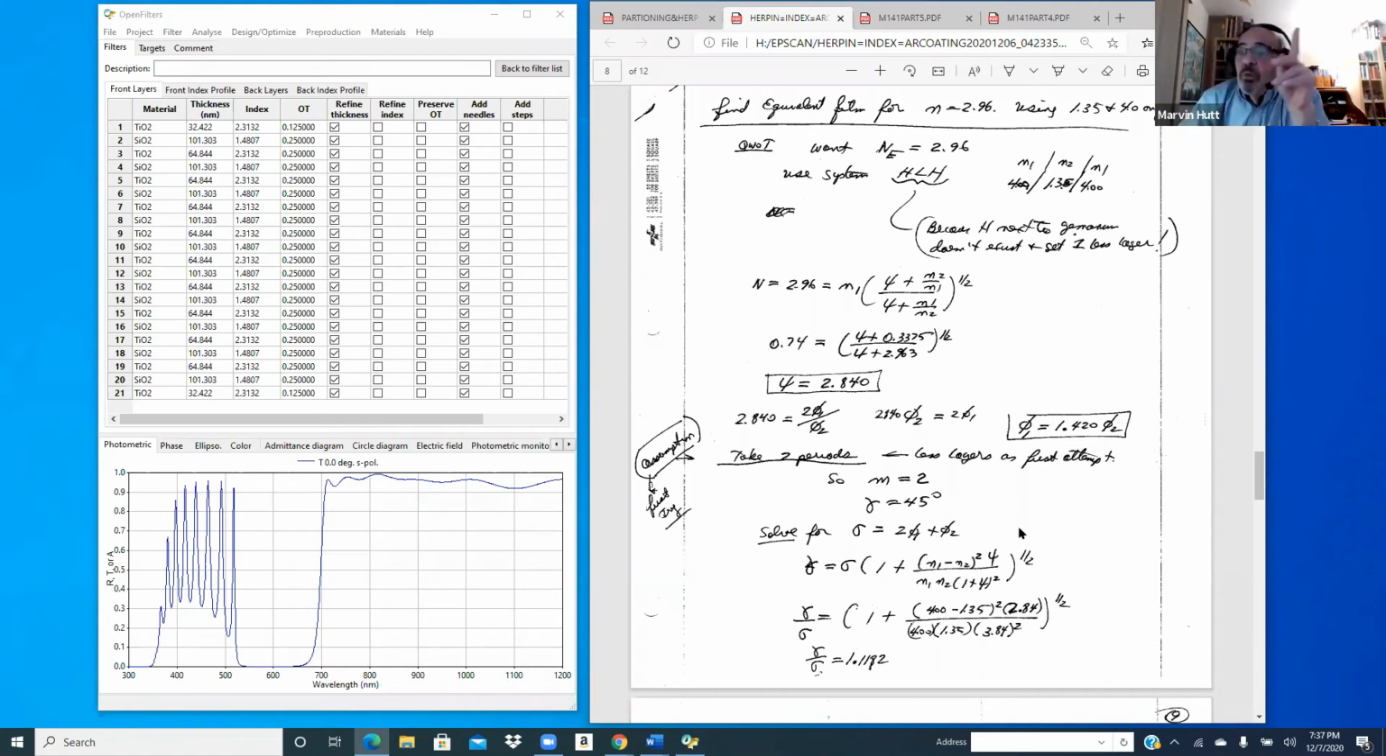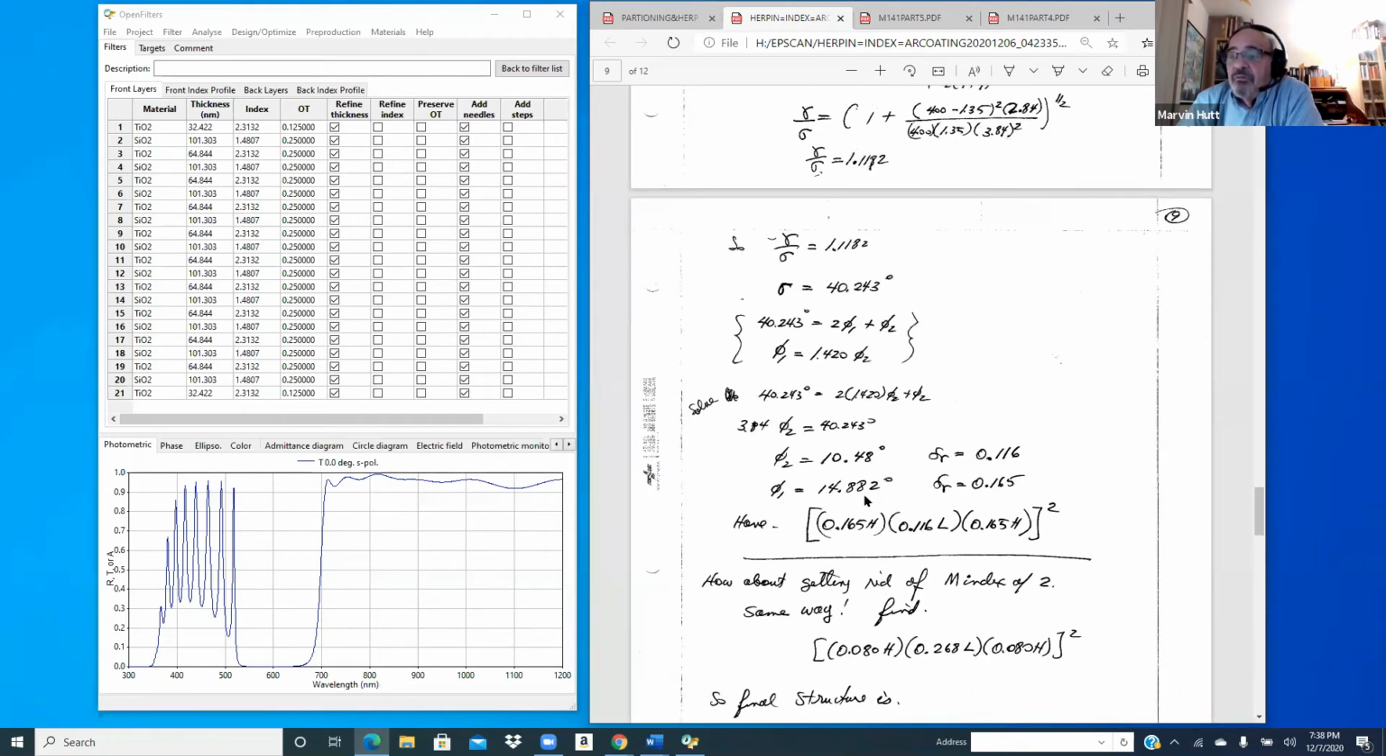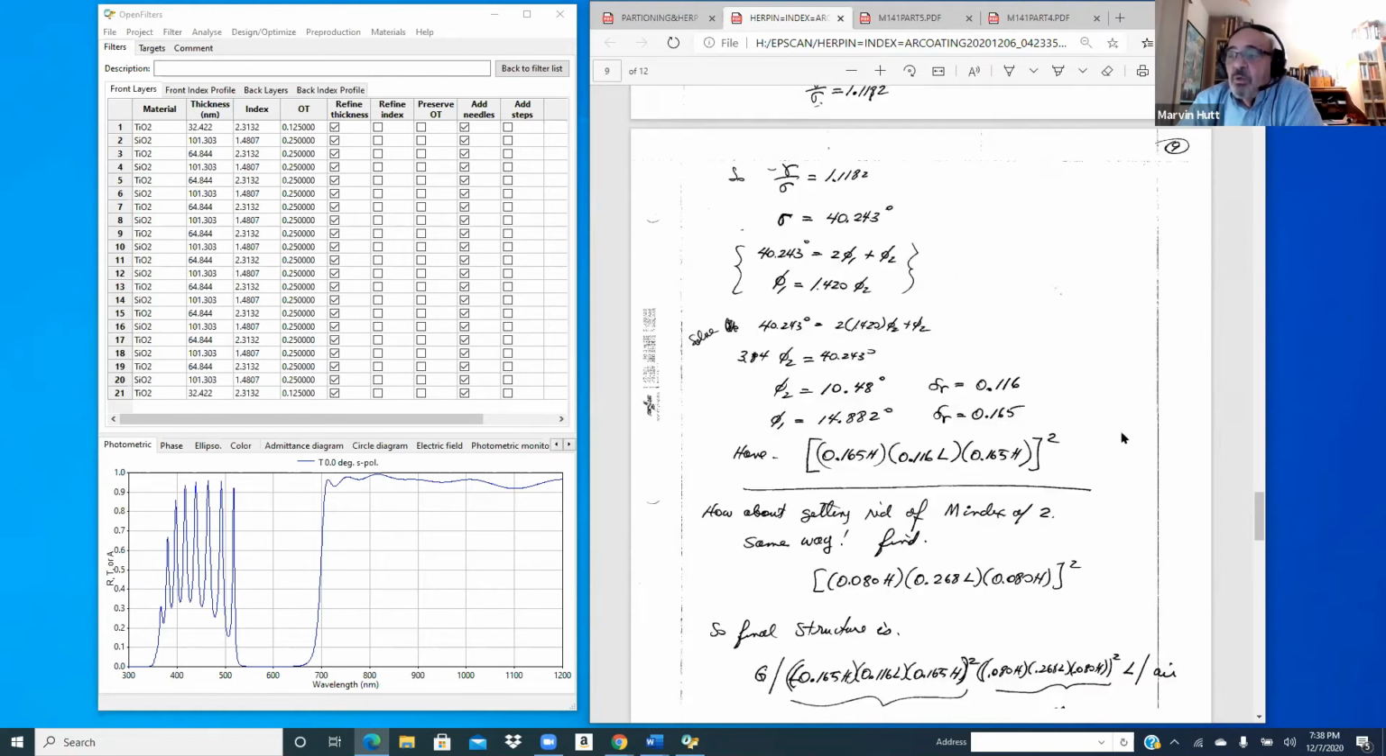All right, now, so we made an assumption. I said, let's do this twice. So gamma is 2 phi 1, so gamma is this, and we end up with rho is 40.243 degrees is equal to 2 phi 1 plus phi 2. So phi 1 is this. 40 degrees works out to be twice 14.2 plus phi 2. Phi 1 is 14 degrees. Delta is then 0.165. And phi 2 is 10.4 degrees. So delta is 0.116.